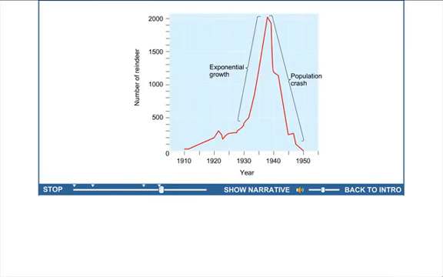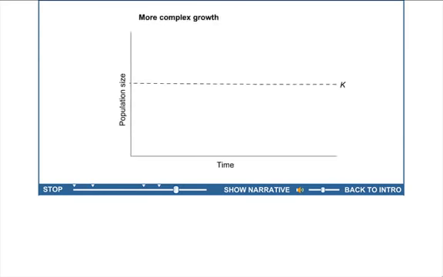But in nature, some populations have grown exponentially, then crashed with devastating consequences. Such is the danger of exceeding the environment's carrying capacity. This graph depicts the crash of a reindeer population that exceeded its carrying capacity. In the real world, the population size of many organisms is likely to vary in more complex patterns.